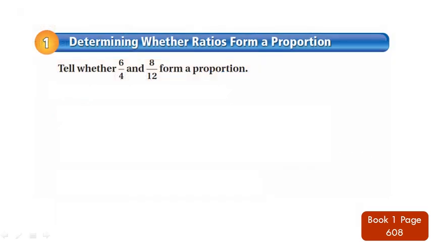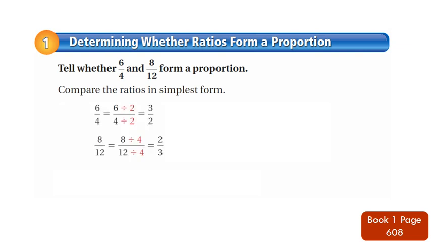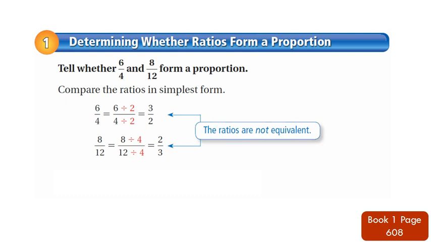Let's determine whether the ratios form a proportion. Tell whether 6/4 and 8/12 form a proportion. Compare the ratios in simplest form. 6/4 can be simplified by dividing both sides by 2, resulting in 3/2. 8/12 can be divided by 4 on both sides, resulting in a simplified ratio of 2/3. The ratios are not equivalent because 2/3 is not the same as 3/2. So 6/4 and 8/12 do not form a proportion.